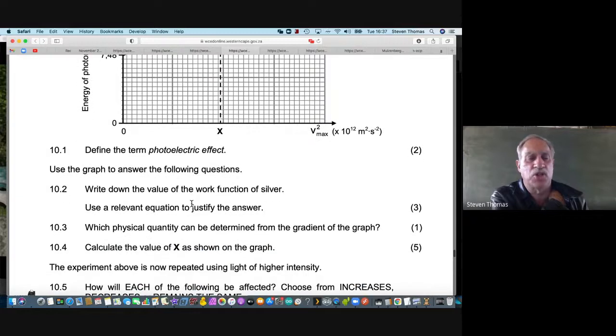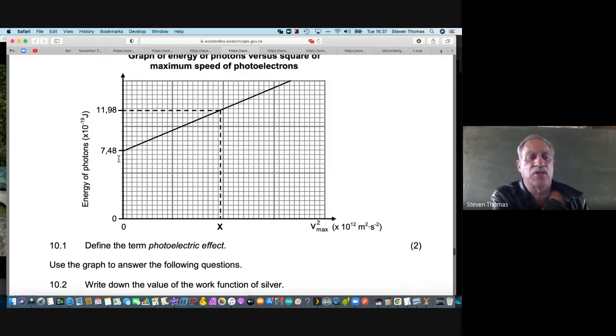Look up your definitions. Write down the value of the work function for silver. Use a relevant equation. Like I said, this is the minimum amount of energy the photon has to have, with no kinetic energy. Just think of v squared as the kinetic energy. Half mv squared is the kinetic energy. So here's no v squared, meaning it's got no velocity, it's got no kinetic energy. So that answer is our work function.